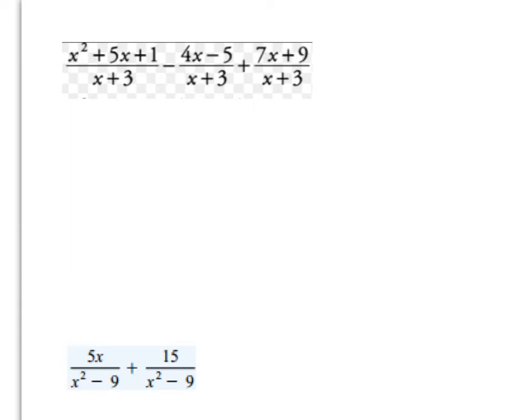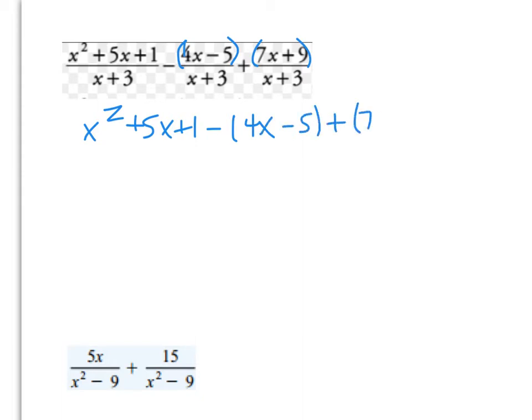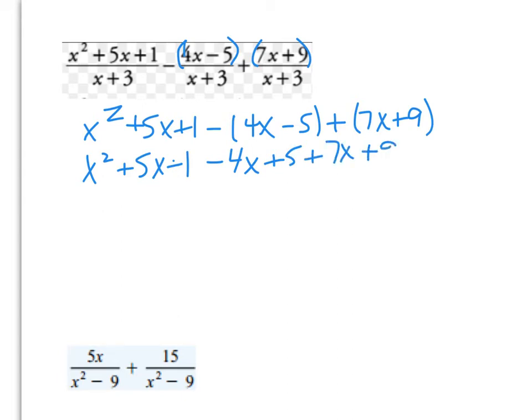Now we have on the back some larger problems, but we're going to treat them the same. Don't forget about your parentheses that you really have around these numerators. So like on the front, since I have a common denominator, I'm going to simplify my numerator just a little bit to save some space. But really, this is all over my denominator. So x squared plus 5x plus 1 minus (4x plus 5) plus (7x plus 9).